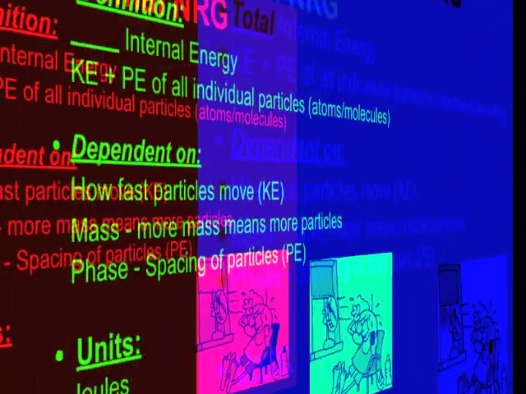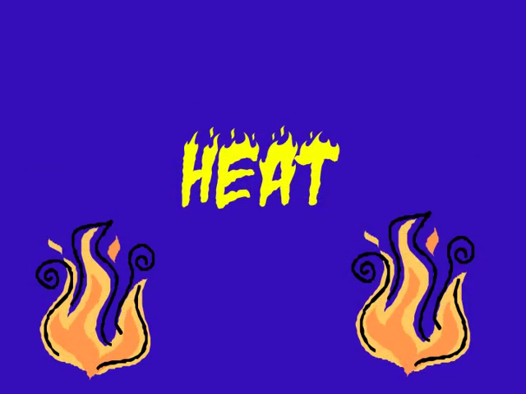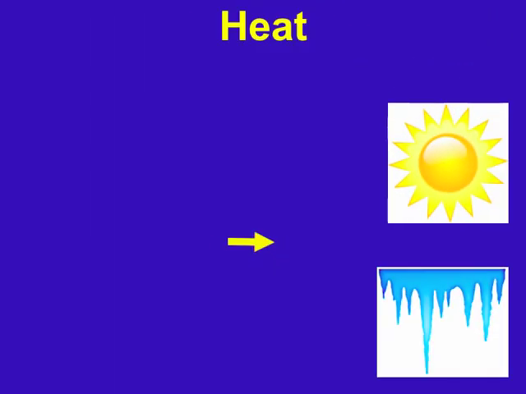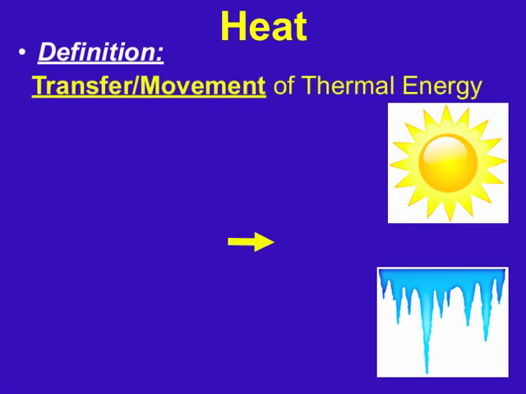All right, so now let's move on and talk about heat. So let's look. What is heat? The definition of heat is a little tricky. It's when thermal energy moves from one place to another or one object to another. So it's the movement of thermal energy. Thermal energy being the total KE and PE of the particles. So we're talking about movement.